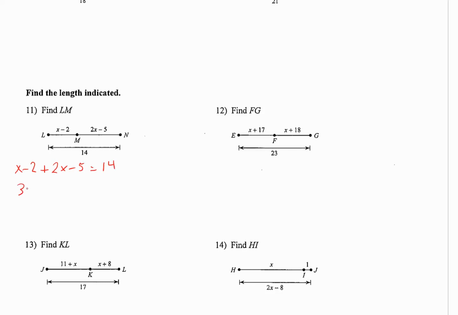x plus 2x gives us 3x. Negative 2 minus 5 is negative 7 equals 14. So we're going to add 7 to both sides. So we get 14 plus 7, so we get 3x equals 21. We're going to divide each side by 3. So x equals 7. But they didn't want us to solve for x now. They wanted to solve for LM. And so remember, segment LM was equal to x minus 2. So we're going to say 7 minus 2, so 5. So we get LM. So segment LM is equal to 5.